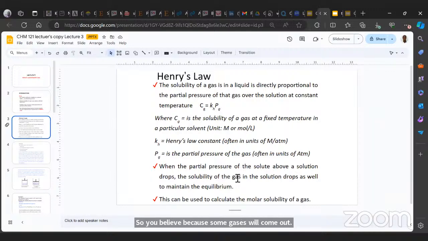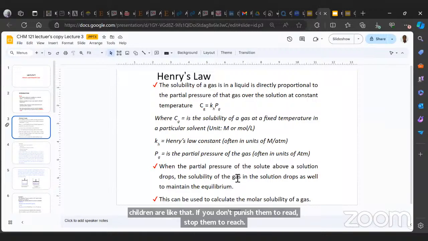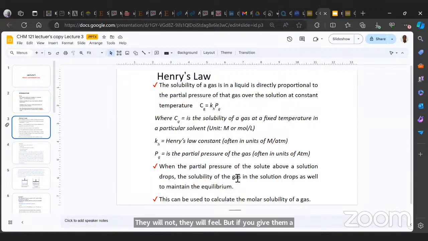Some children are like that. If you don't punish them to read, disturb them to read, they will not read, they will fail. But if you give them a lot of pressure, a lot of incentive, they will pass well. If you relax, they too will relax. That's how these gases are behaving.